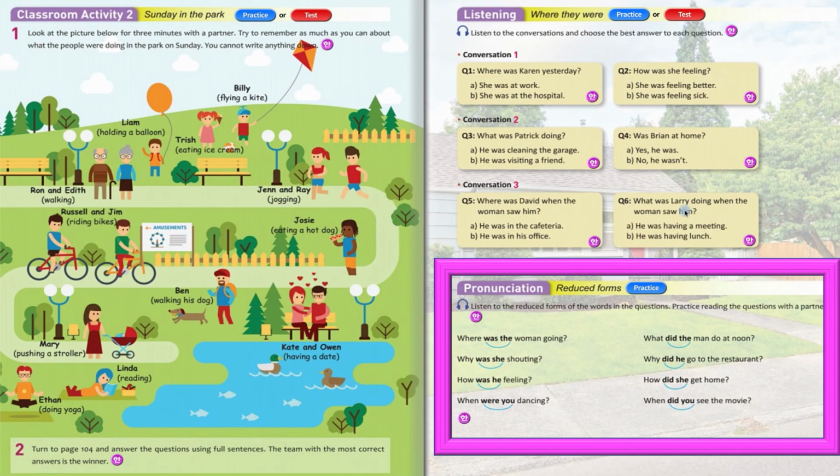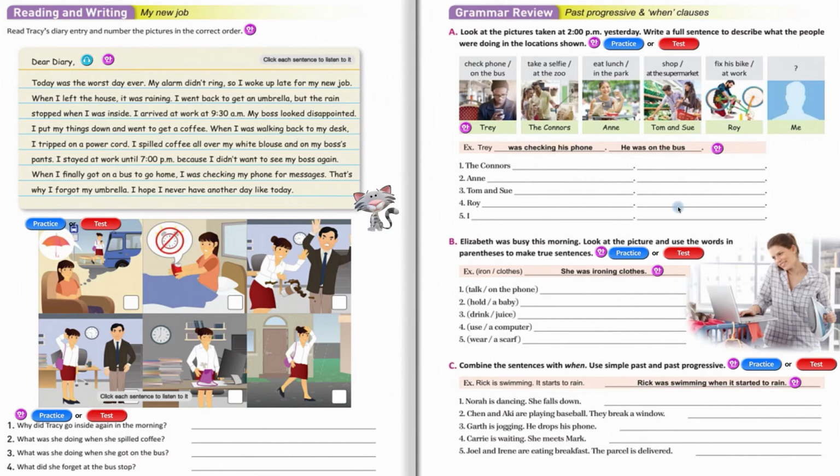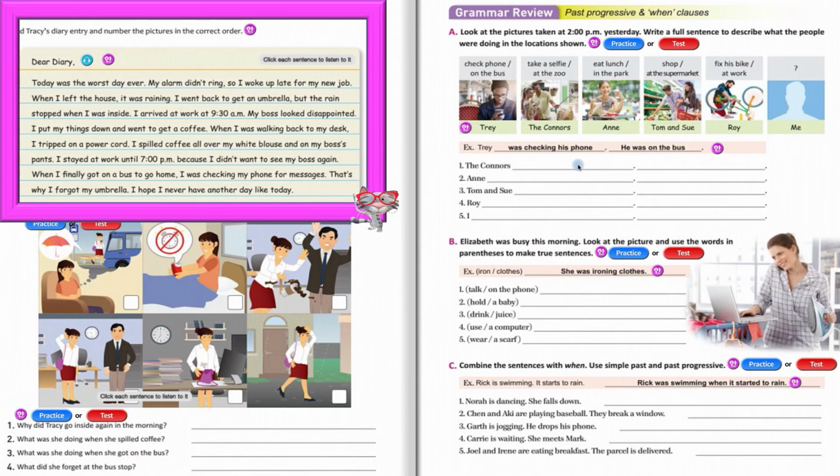Pronunciation, we usually leave that for another day. And lastly, we move on to the reading. So as usual, I shall read it one time and then we'll go through the answers with you.